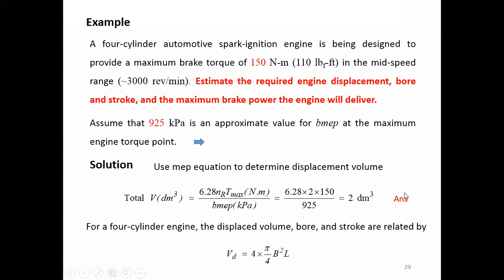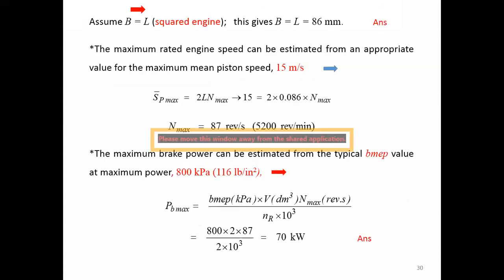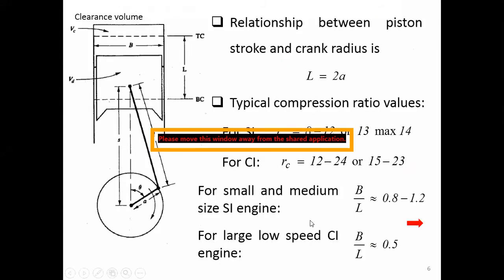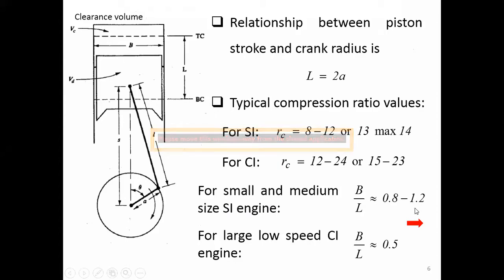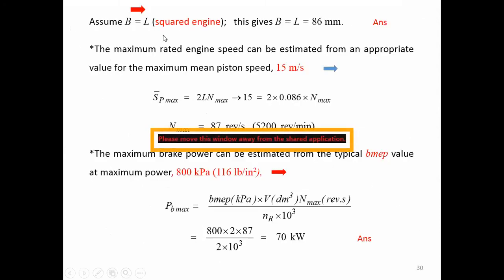Okay, so how to come up with the bore and the stroke? We have to make another assumption. Go back to the numbers that we have. For small and medium size spark ignition engines, the bore to stroke ratio is about 0.8 to 1.2. So we can choose any number for this ratio, as long as that number is within this range. So let's say they choose bore equal to the stroke.